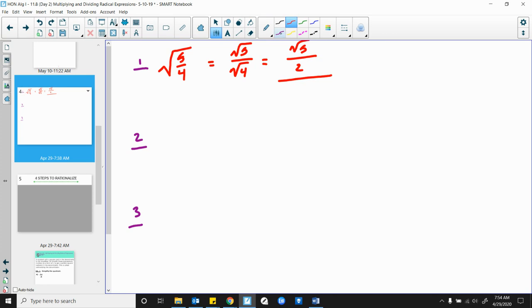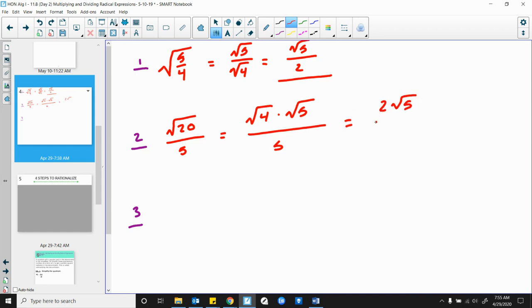All right. There are other situations, where if I have something like radical 20 over 5, radical 20 over 5 has a perfect square that can factor out, so this radical is not simplified all the way. I can do radical 4 times radical 5 over 5, and I get 2 radical 5 over 5 as my simplified version there. So if I could divide the perfect square out, that meant it wasn't factored all the way.